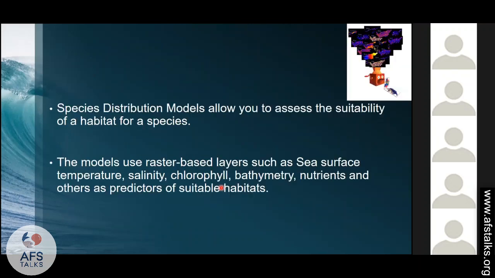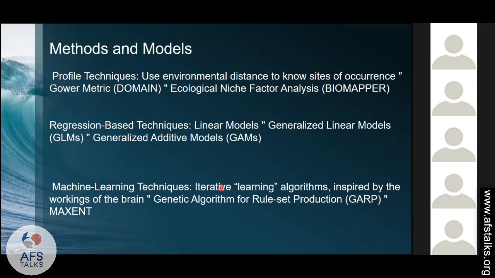Species distribution models allow us to assess the suitability of a habitat for a species. And these models use raster-based layers, such as sea surface temperature, salinity, etc. I already told you that there are various methods and models or algorithms. Basically, there are three types of methods. The first one is profile techniques. In profile techniques, what we use is the environmental distance, which is the simplest and least complicated method. We just use the environmental distance to know the sites of occurrences.